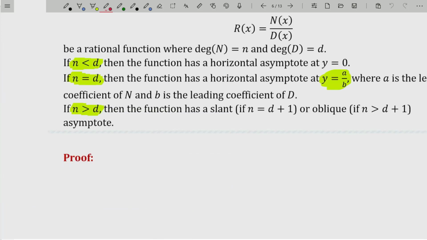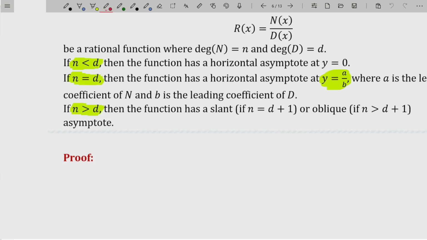Now, the very last condition, if the degree of the numerator is greater than the degree of the denominator, that tends to be a brand new topic for everybody. Most people have not seen that if they're in a trig class. So if the degree of the numerator is greater than the degree of the denominator, the function has either a slant asymptote or an oblique asymptote. Don't worry about the n equals d plus 1 or greater than d plus 1. That's just me being rigorous.